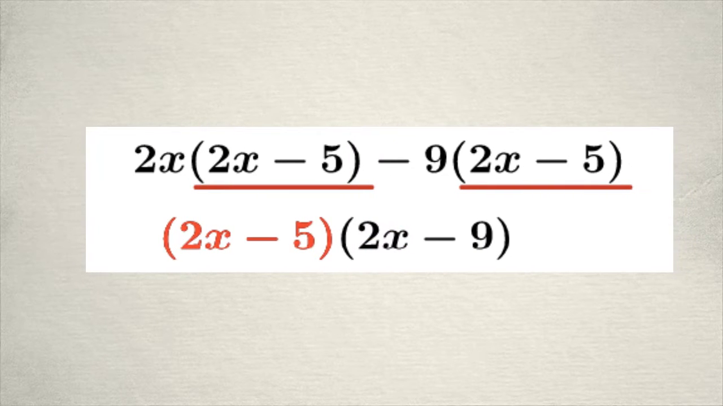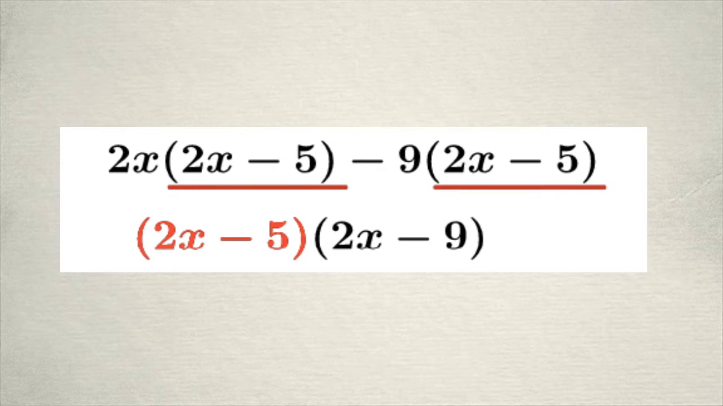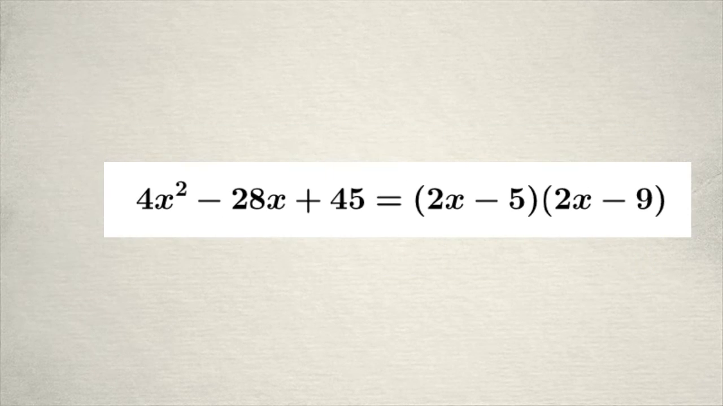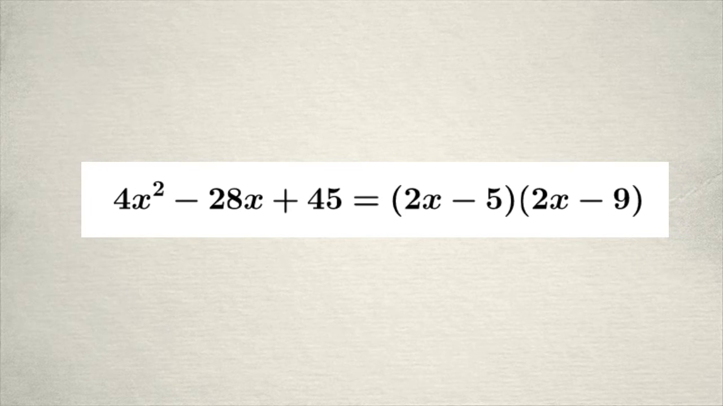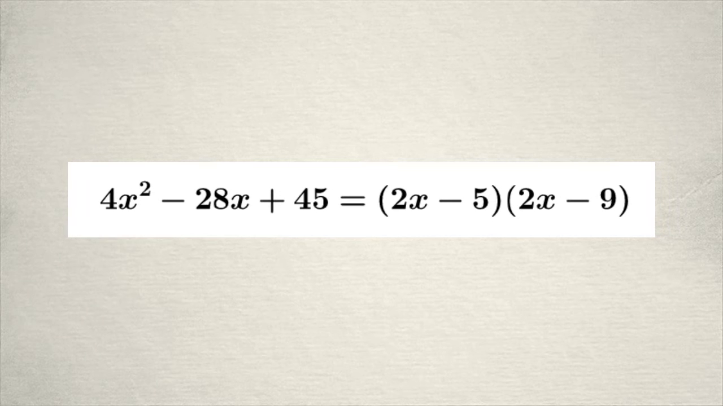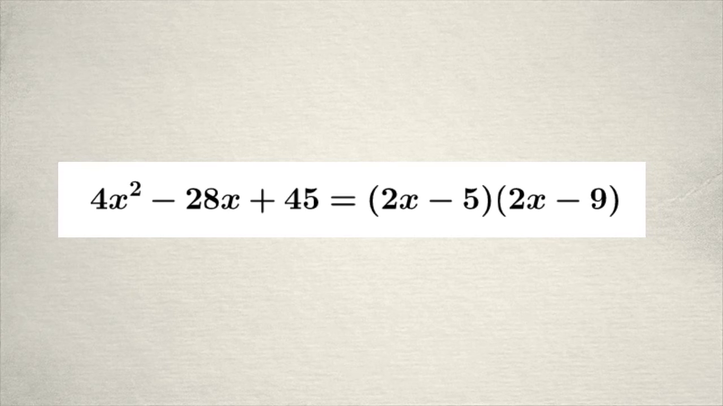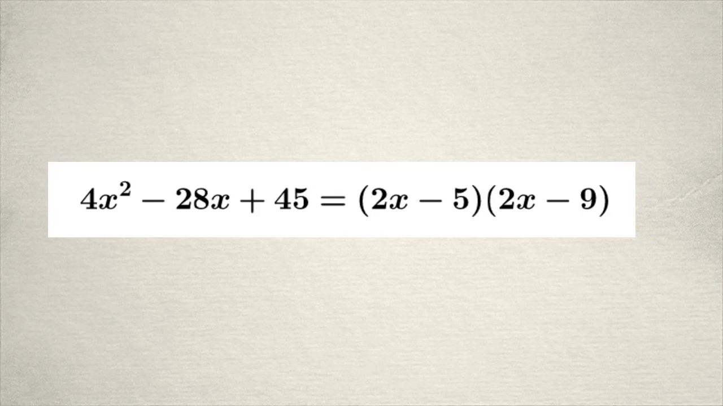Observe that 2x minus 5 appears twice in the same expression. This allows us to factor 2x minus 5 out of the whole expression. Thus, we can conclude that 4x squared minus 28x plus 45 is equal to 2x minus 5 times 2x minus 9. It is important that you take the time and verify by FOILing out the right-hand side of this equation that we have successfully factored the polynomial.